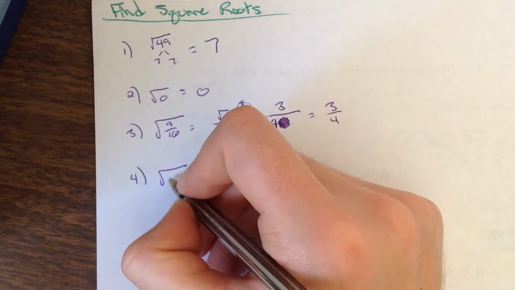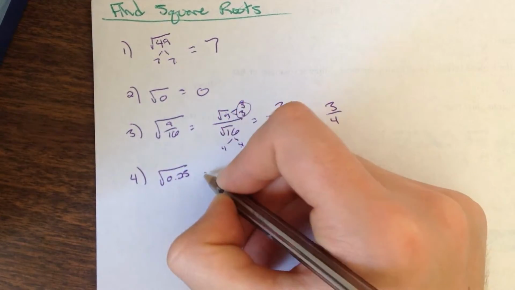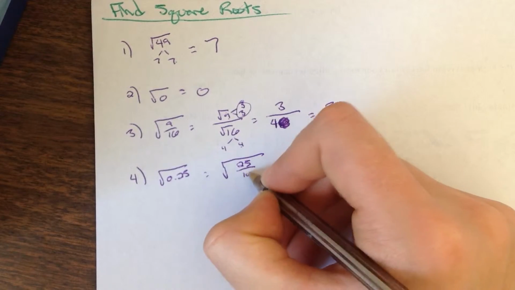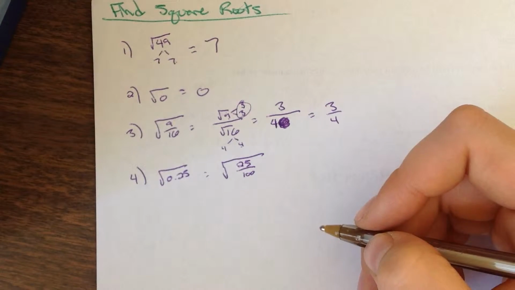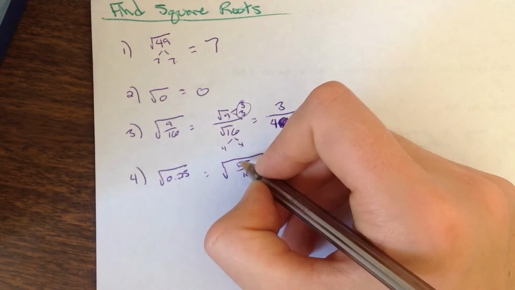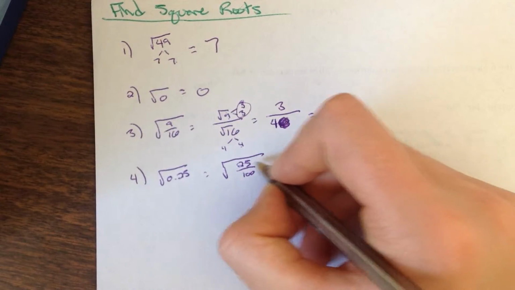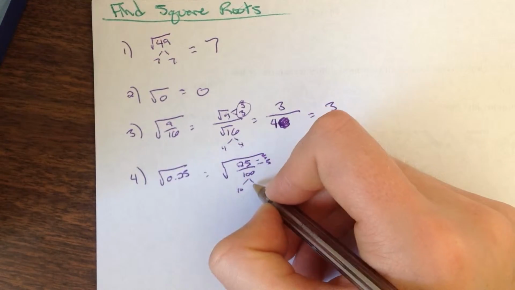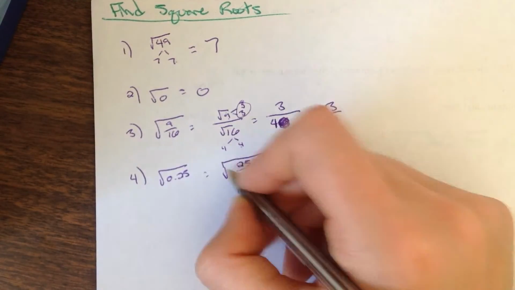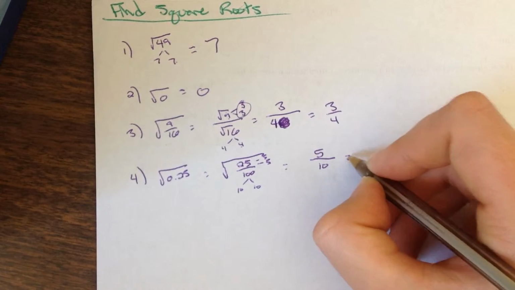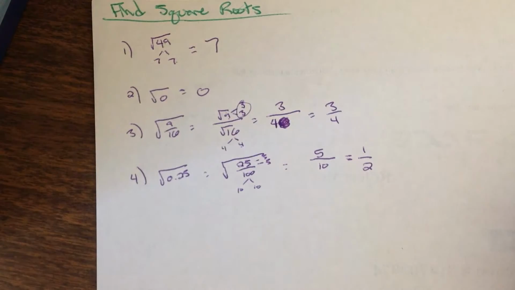If I have the square root of 0.25, well, 0.25 is the same thing as 25 over 100 when we write it as a fraction. This 25 can be broken down to be 5 and 5, and 100 is 10 and 10. So this square root becomes 5 over 10, or simplified to 1/2.